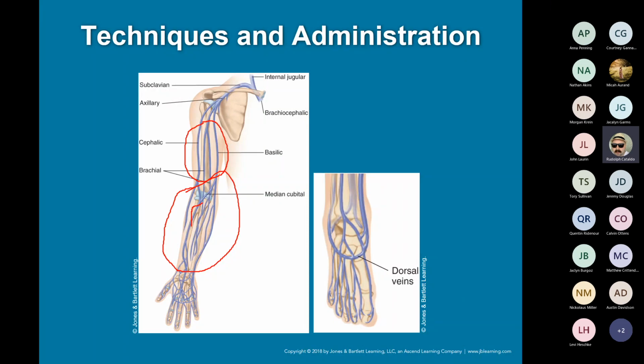Some places, I've seen it before, they'll start an IV in somebody's foot. People usually have really good foot veins. And they're usually very easy to see because tissue on the top of your foot is usually really thin.